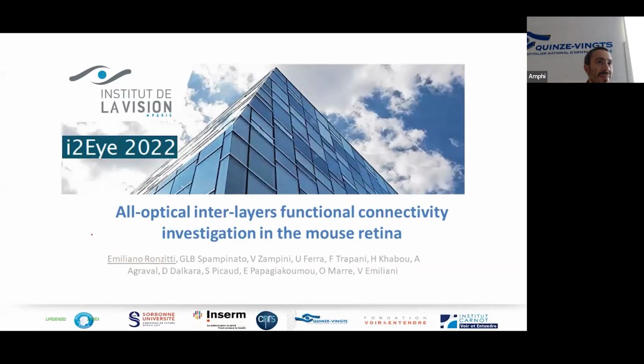Good morning, everybody. My name is Emiliano Ronzitti. I'm a researcher at the Istituto della Visione, not so far. So what I'm going to talk about today is a project that we recently carried out at the lab, where we developed an all-optical system to study retinal circuits in the mouse retina.